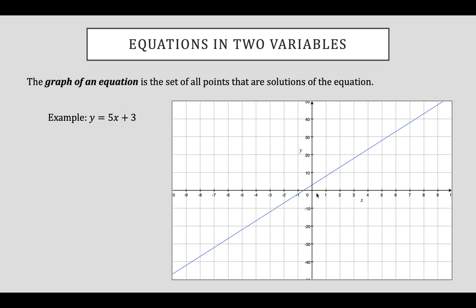So, as we were just saying, the graph of an equation is the set of all points that are solutions of the equation. Here we have our graph of y equals 5x plus 3. Every single ordered pair that is on this graph is going to be a solution to this equation. Every single ordered pair located on the line is a solution to the equation.